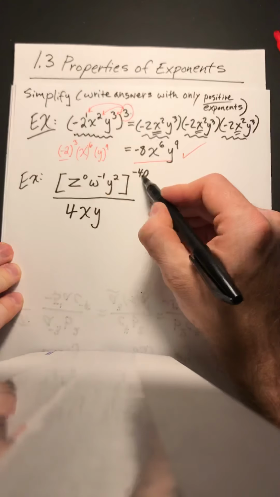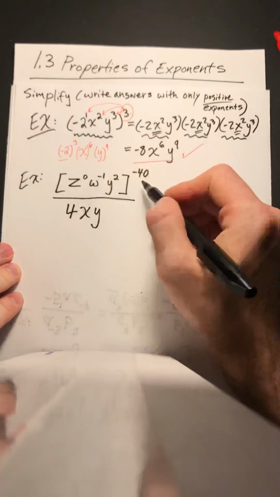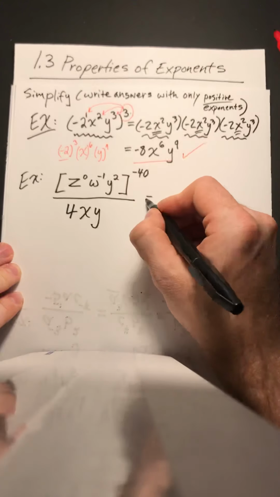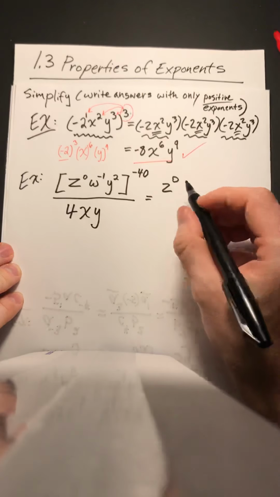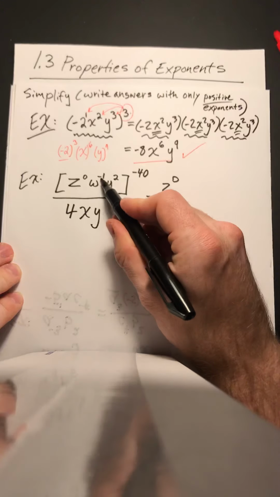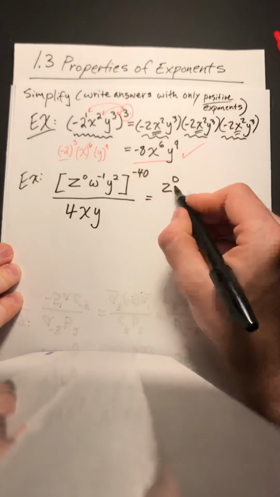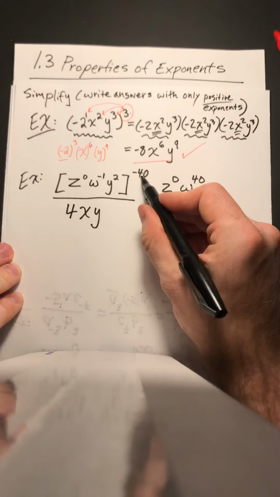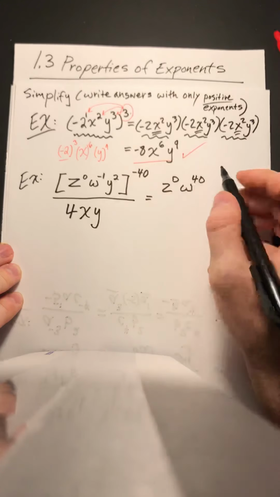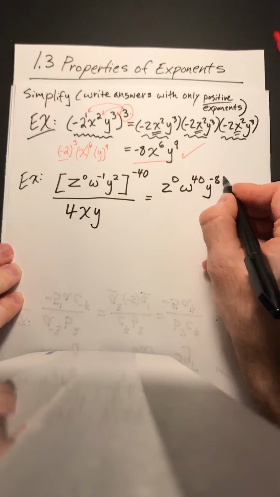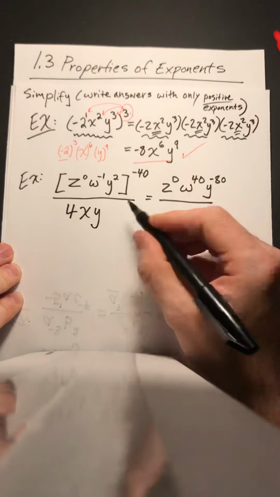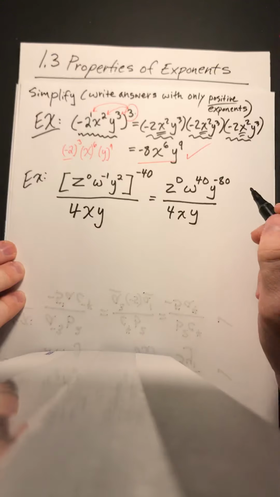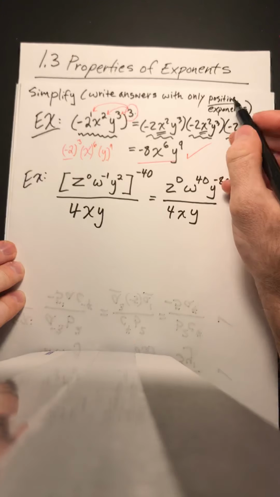Now, power to a power, remember what we do? We multiply each piece in here. Luckily, that first one, 40 times 0, gets me 0. So that's still z to the 0. Negative 40 times negative 1 gets me positive 40. So that's w to the positive 40. And then negative 40 times positive 2 is negative 80. So that's y to the negative 80. Now in the denominator, we have 4xy.